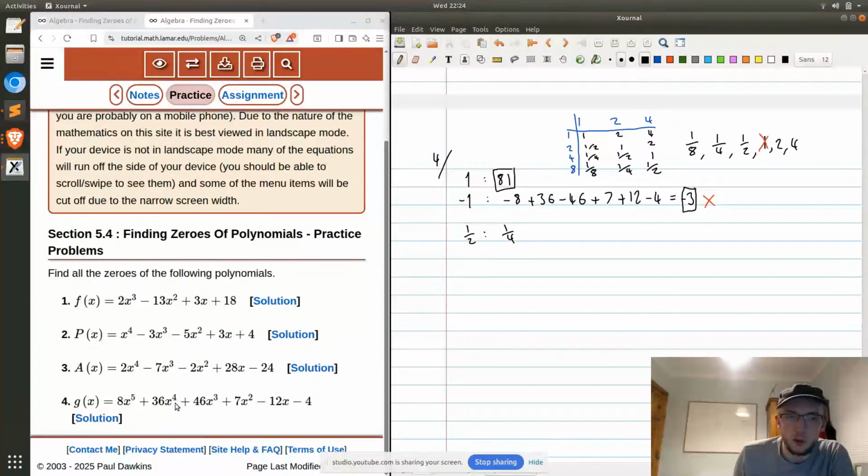A half to the power of 5 is 1 over 32, and 8 over 32 is a quarter. A half to the power of 4 is 1 over 16, and 36 over 16 is 18 over 8, which is 9 over 2. No, it's not. It's 9 over 4. And a half to the power of 3 is 1 over 8, and 46 over 8 is 23 over 4. A half squared is a quarter, so that's 7 over 4. And a half of negative 12 is negative 6, and then minus 4. So I get 40 over 4, which is 10, and 10 minus 10 is 0. So we found one. This is a success.